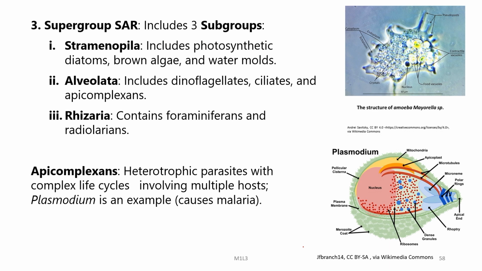The first member of this group is Stramenopila. This includes photosynthetic diatoms, brown algae and water molds. Then you have Alveolata, which includes dinoflagellates, ciliates and apicomplexans. Then we have Rhizaria, which contains foraminiferans and radiolarians. Apicomplexans are heterotrophic parasites with complex life cycles involving multiple hosts. For example, Plasmodium is an example which causes malaria.